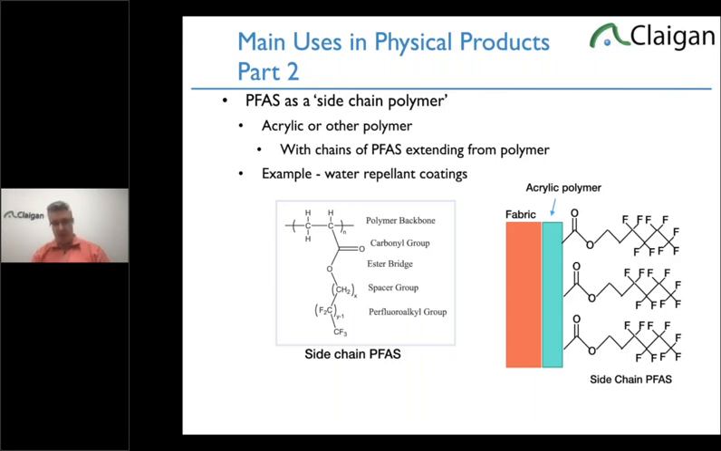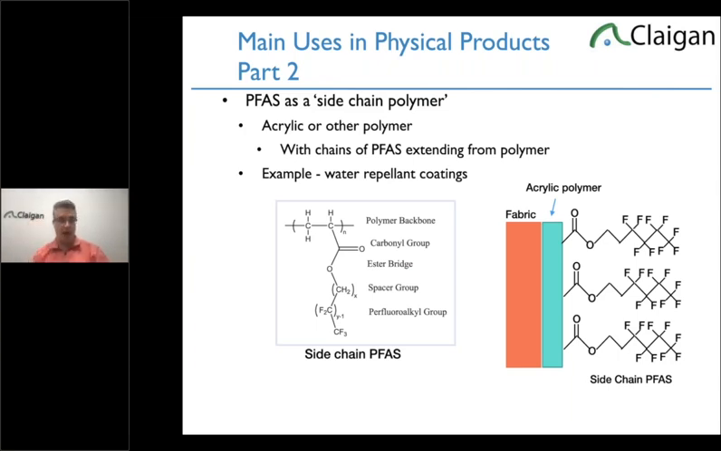The other one in physical products is as a side chain polymer, which is super common. So whether it's on fabric or on hookup wire, it's almost always side chain polymers. What the bloody heck is a side chain polymer? It's usually an acrylic polymer. Acrylic polymer is like PMMA, polymethyl methacrylate.